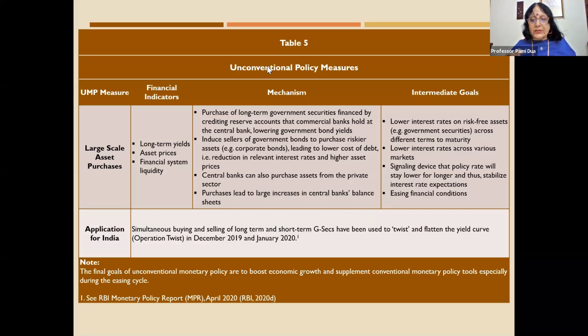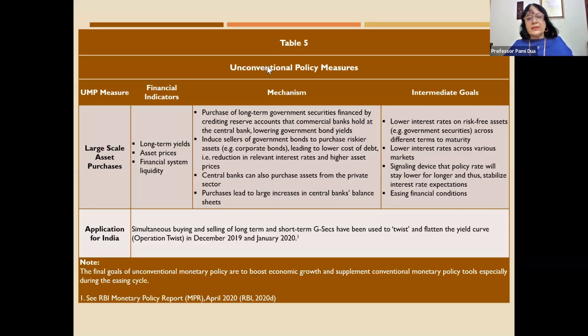Now, large-scale asset purchases means that the central bank will purchase long-term government securities, financed by crediting reserve accounts that commercial banks hold at the central bank. So now these commercial banks will have excess reserves. Commercial banks can then use these reserves to invest in private sector bonds also. So the idea is that if you purchase long-term government securities, you can have the effect of lowering interest rates without actually lowering the policy rate. So you can have the same effect.